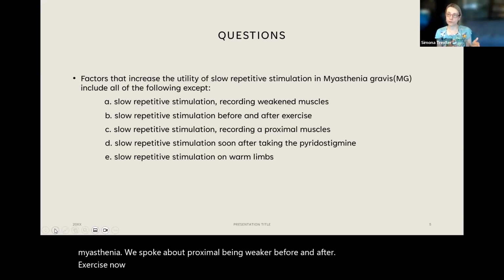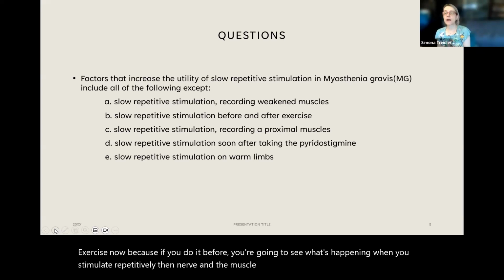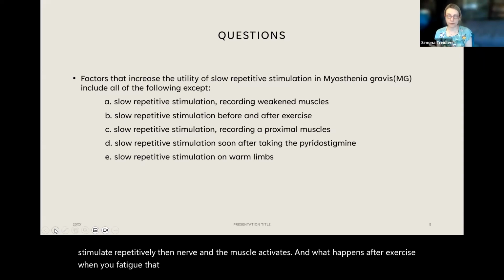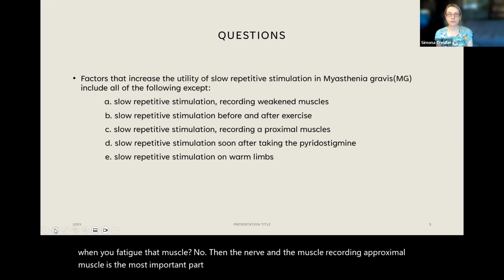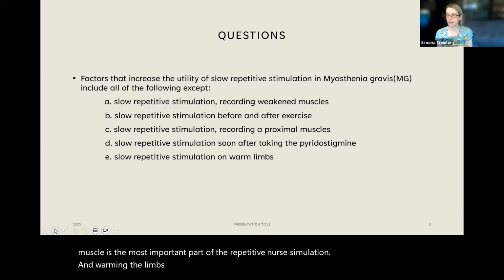Because if you do it before, you're going to see what's happening when you stimulate the nerve repetitively and the muscle activates, and what happens after exercise when you fatigue that muscle, no? Then the nerve and the muscle. Recording a proximal muscle is the most important part of repetitive nerve stimulation, and warming the limbs, like Dima said, no? Having a warm temperature compared to a cold temperature.